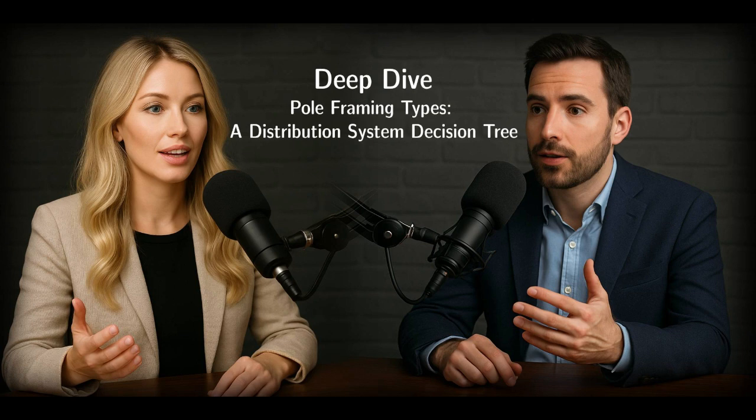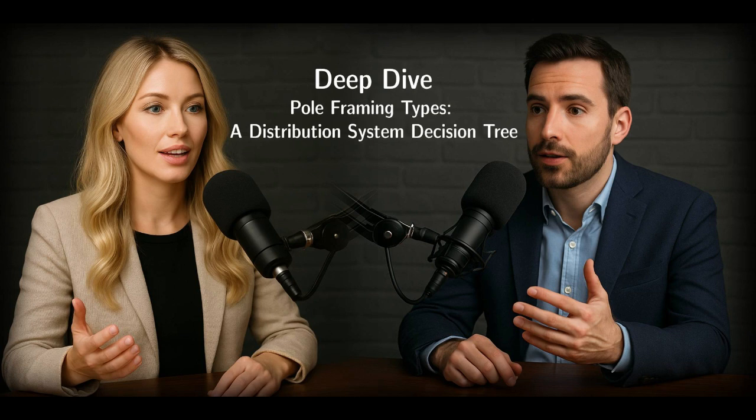And if you see that side tie combined with even a slight bend in the line path, you're probably looking at light angle framing. You'll observe a gentle turn, often less than, say, 30 degrees in the line route. The conductors are visibly pulling a bit to one side, necessitating those specific side ties in the insulators to handle that resultant force.